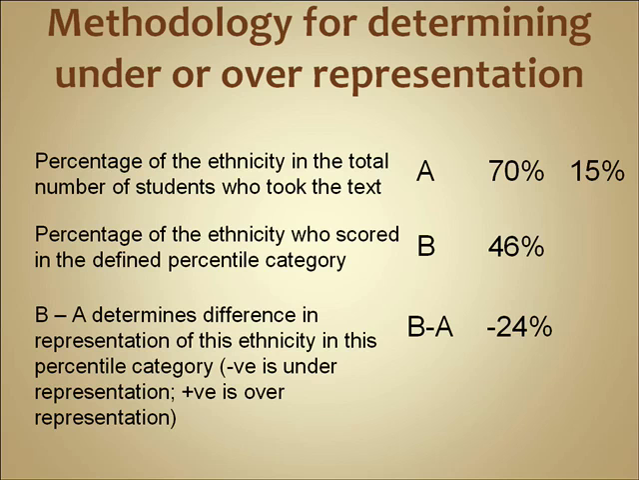Let's look at another example. If the percentage of students of this ethnicity in the total number of students who took the test was 15%, and in the defined percentile, 19% of the students were of this ethnicity, then we do B minus A, and 19 minus 15 is plus 4, or 4%. Since that's positive, it's overrepresentation, meaning that in this percentile category, this particular ethnicity was overrepresented by 4%. So that's how I explained it, and it's far easier to see when we follow a few lessons.